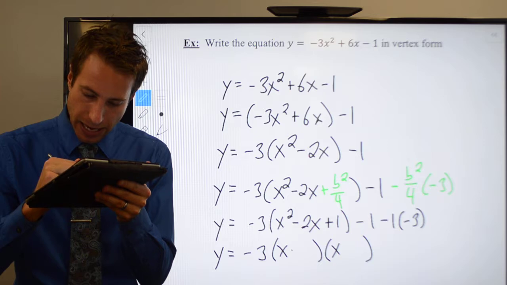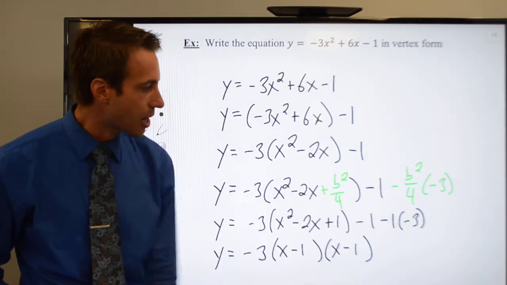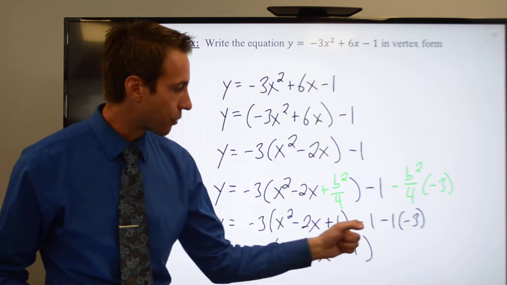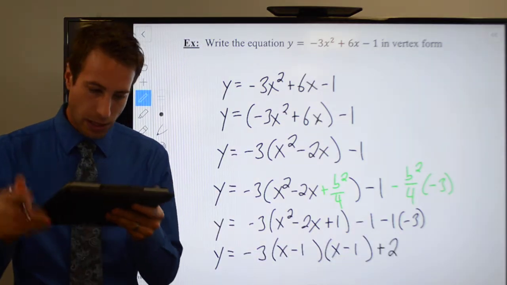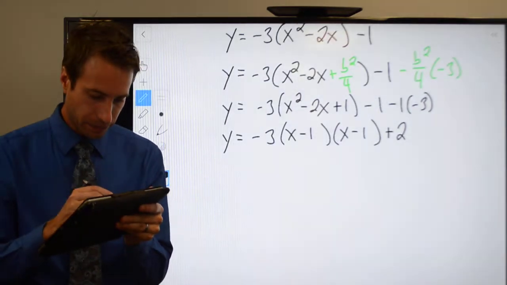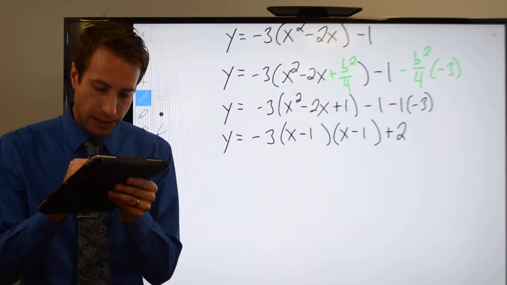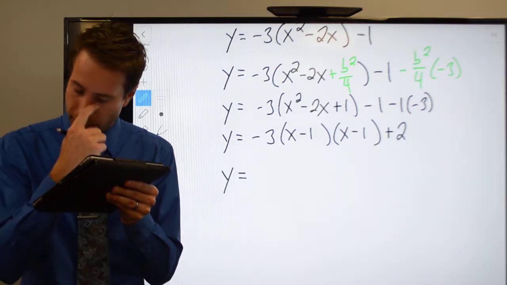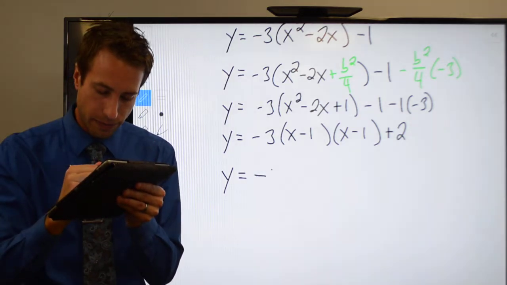Let's see, it's going to be a negative 1 and a negative 1. And then out here I have a negative 3 times a negative 1, which would be a positive 3. Minus 1 plus 3 should be plus 2. And one last step to get it into vertex form. These binomials are the same, so write them as a quantity squared.